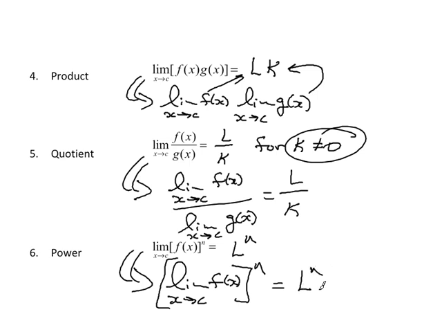Now, there are 6 different properties for evaluating limits that will come in extremely handy with trying to evaluate other limits. You should memorize these. They should be absolutely immediate.